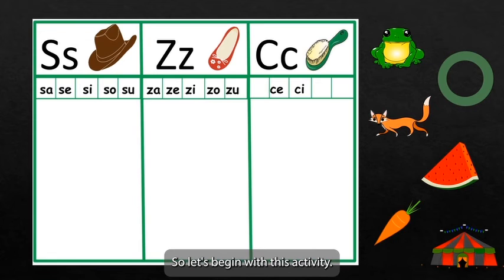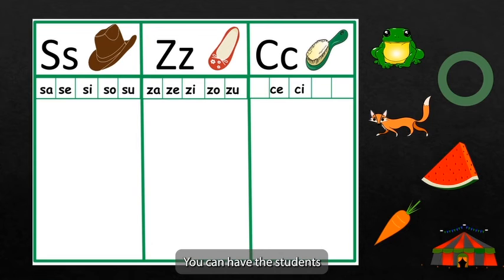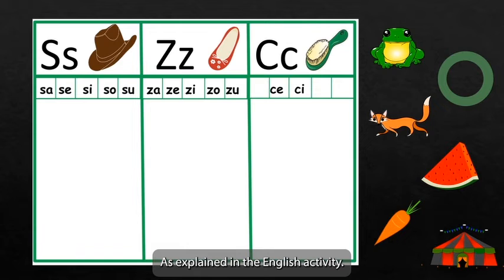So let's begin with this activity. To the right, we have a series of picture cards. In the classroom, you could have the students sort these cards independently in a center or in a whole group as explained in the English activity. Let's start with sapo.